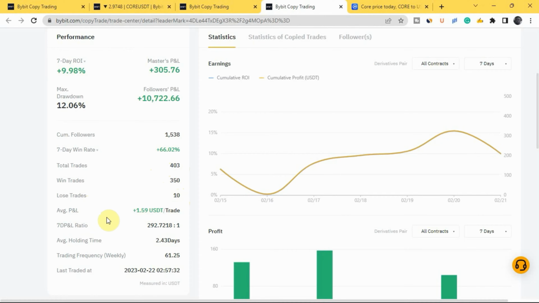And the average PNL that this person is making is 1.59 USDT per trade. So let's just say $2 per trade. So this person is making at least an average of $2 per trade. And the person's 7-day PNL ratio is 292:1. And the person's average holding time is 2.43 days. So this means that this person holds his trade for an average of 2 days. And then the trading frequency weekly is 61.25 trades. This means this person is taking an average of 61 trades every week.